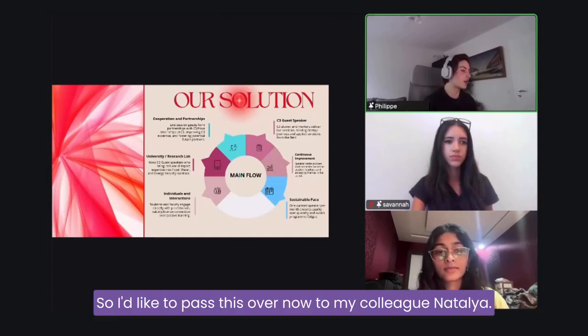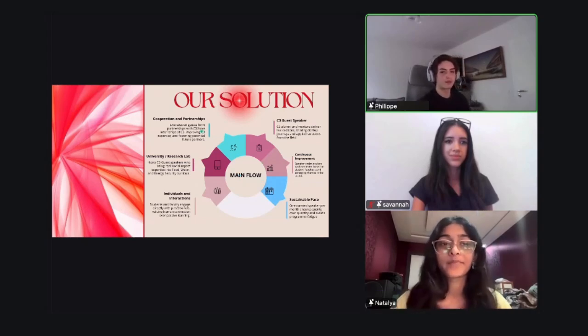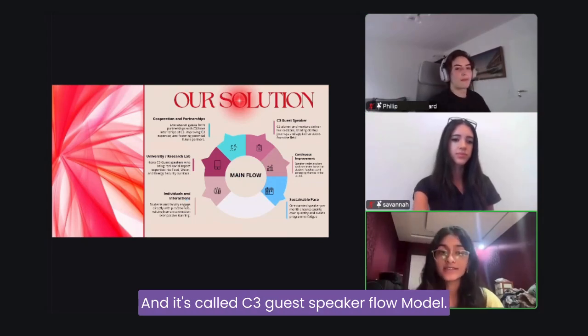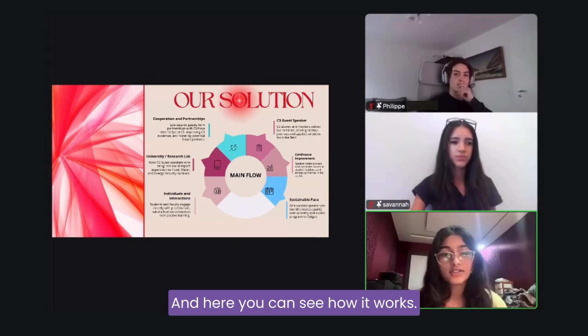So I'd like to pass this over now to my colleague, Natalia. Hi everyone, I'm going to walk you through our solution, and it's called the C3 Guest Speaker Flow Model. And here you can see how it works.